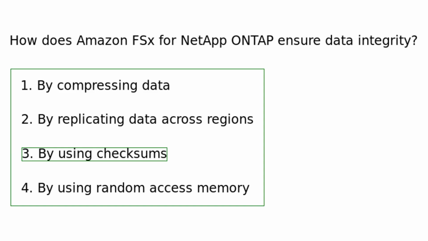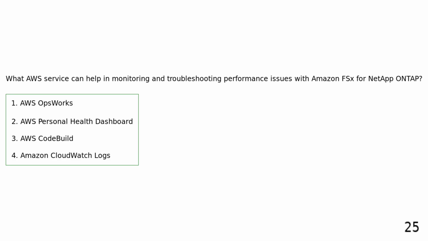Amazon FSx for NetApp ONTAP ensures data integrity through the use of checksums. What AWS service can help in monitoring and troubleshooting performance issues with Amazon FSx for NetApp ONTAP? AWS OpsWorks. AWS Personal Health Dashboard. AWS CodeBuild. Amazon CloudWatch Logs. Amazon CloudWatch Logs can be used to monitor and troubleshoot performance issues with Amazon FSx for NetApp ONTAP.